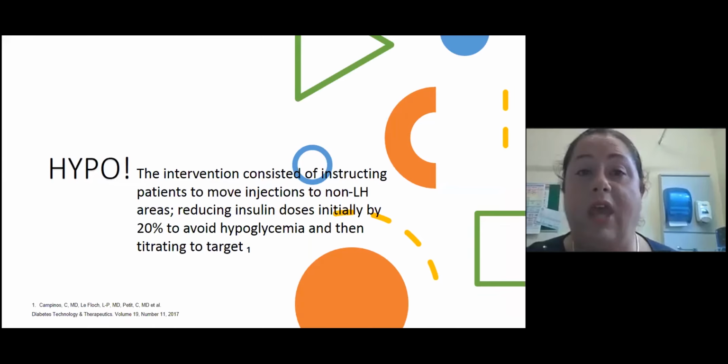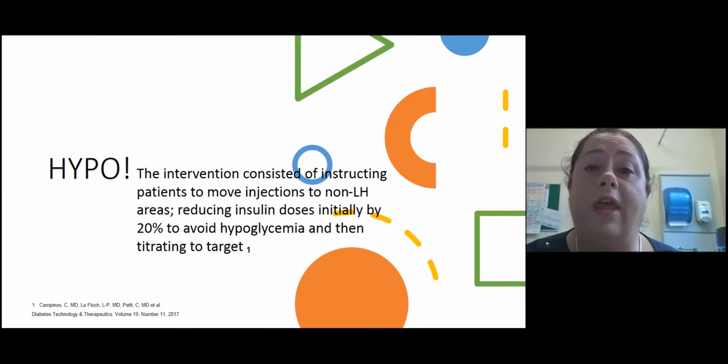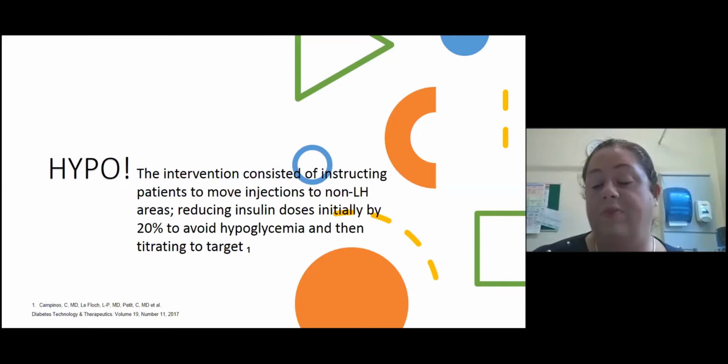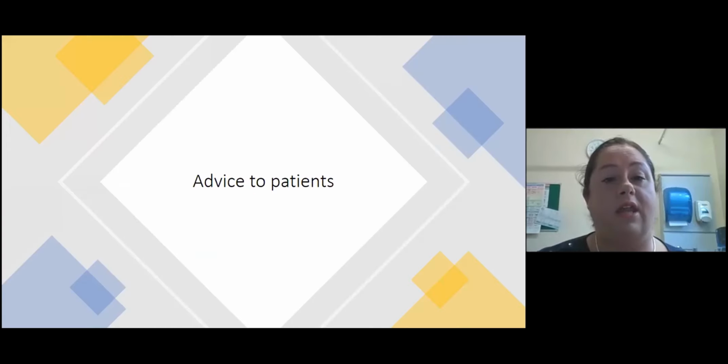In some cases, we have gone to a 50% reduction, because it's through that constant contact, maybe on a weekly basis. It's amazing how much you can help your patients to avoid hypos, and then titrate to target. So moving on from that, then, the advice to patients.